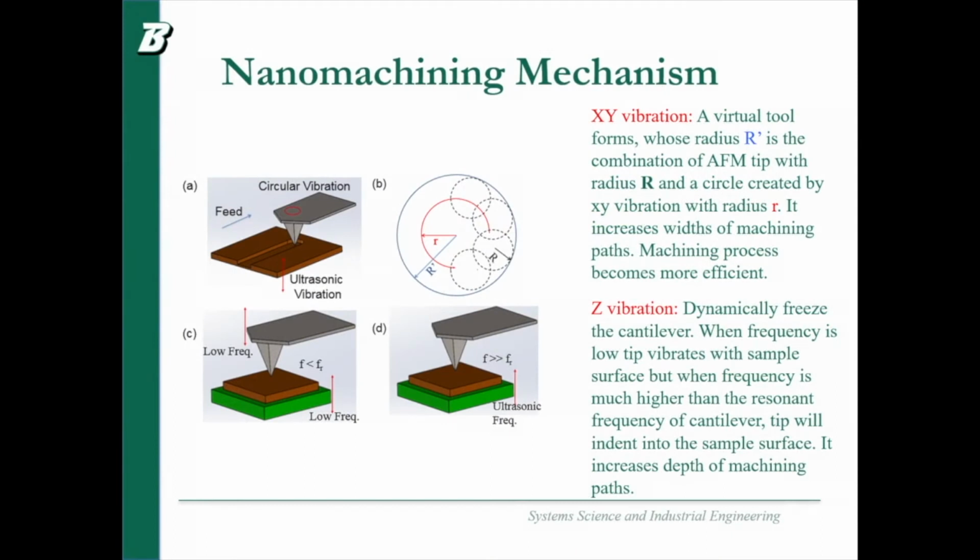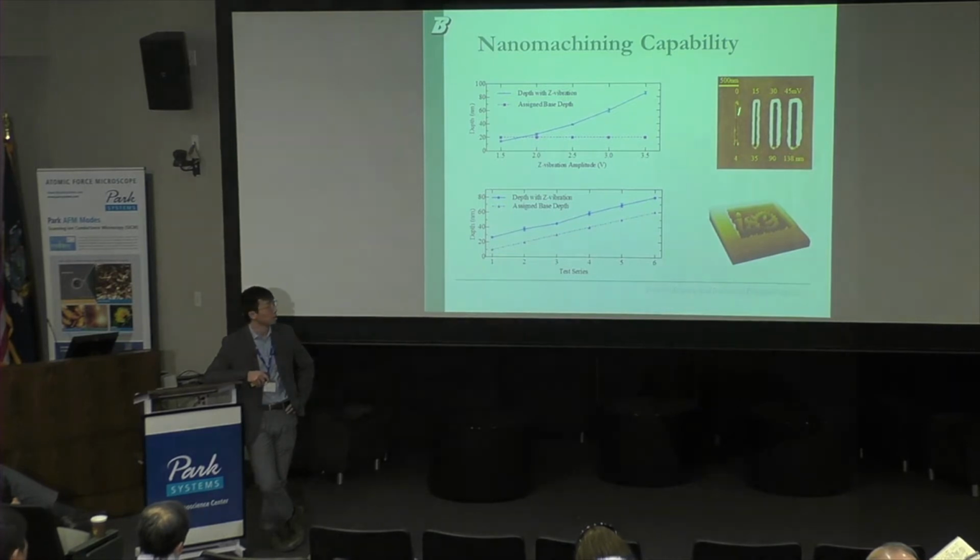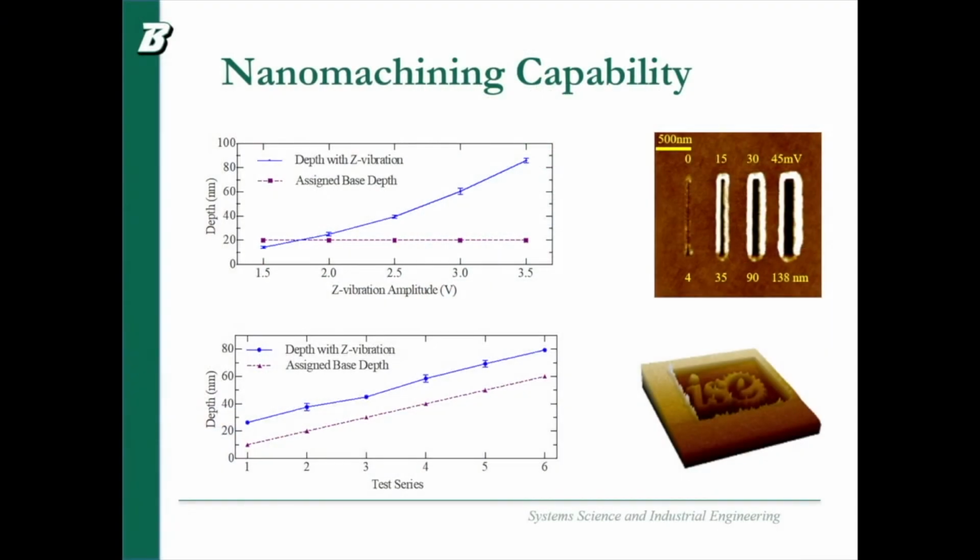So because of the Z vibration, we can dynamically freeze the cantilever, and the cantilever can penetrate into the sample and create those patterns. This shows some nanomachining capabilities we have. This plot shows that because we can easily tune the XY vibration amplitude, in single pass trench machining, we can easily tune the width of single trenches. So that's what we got.